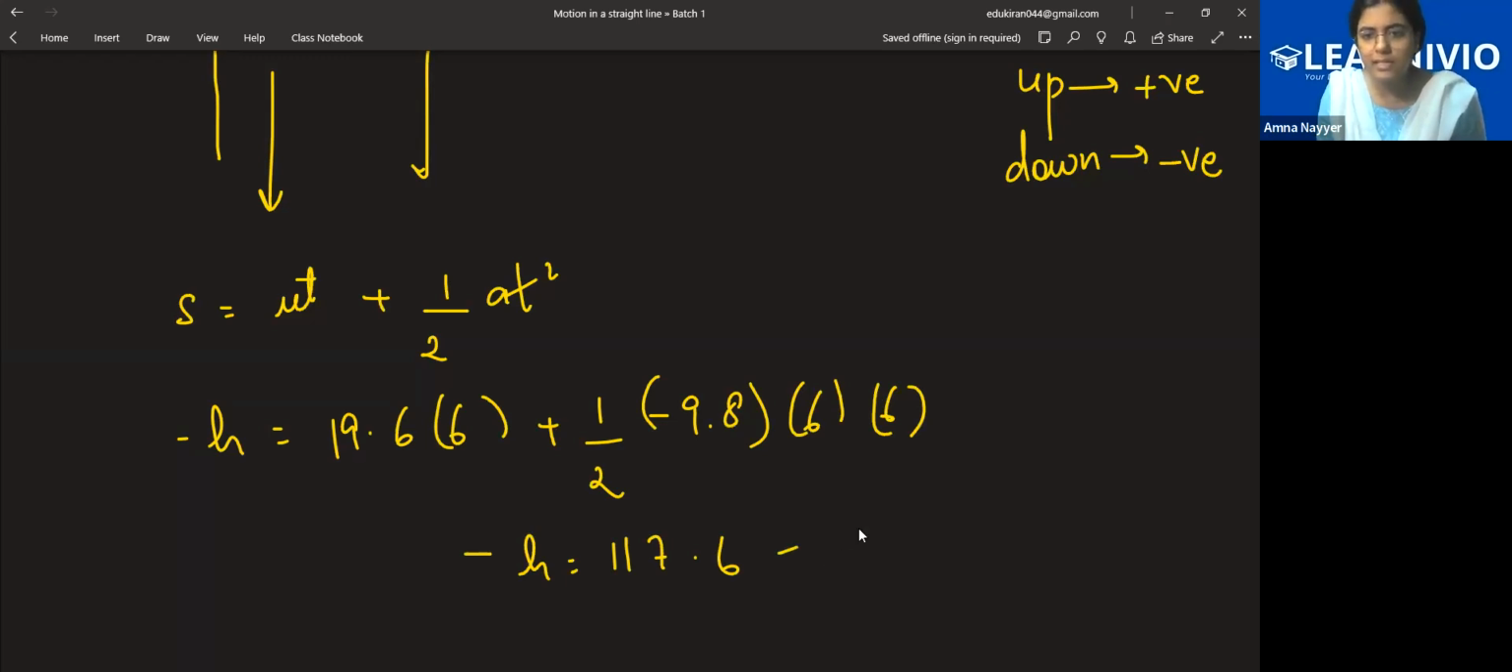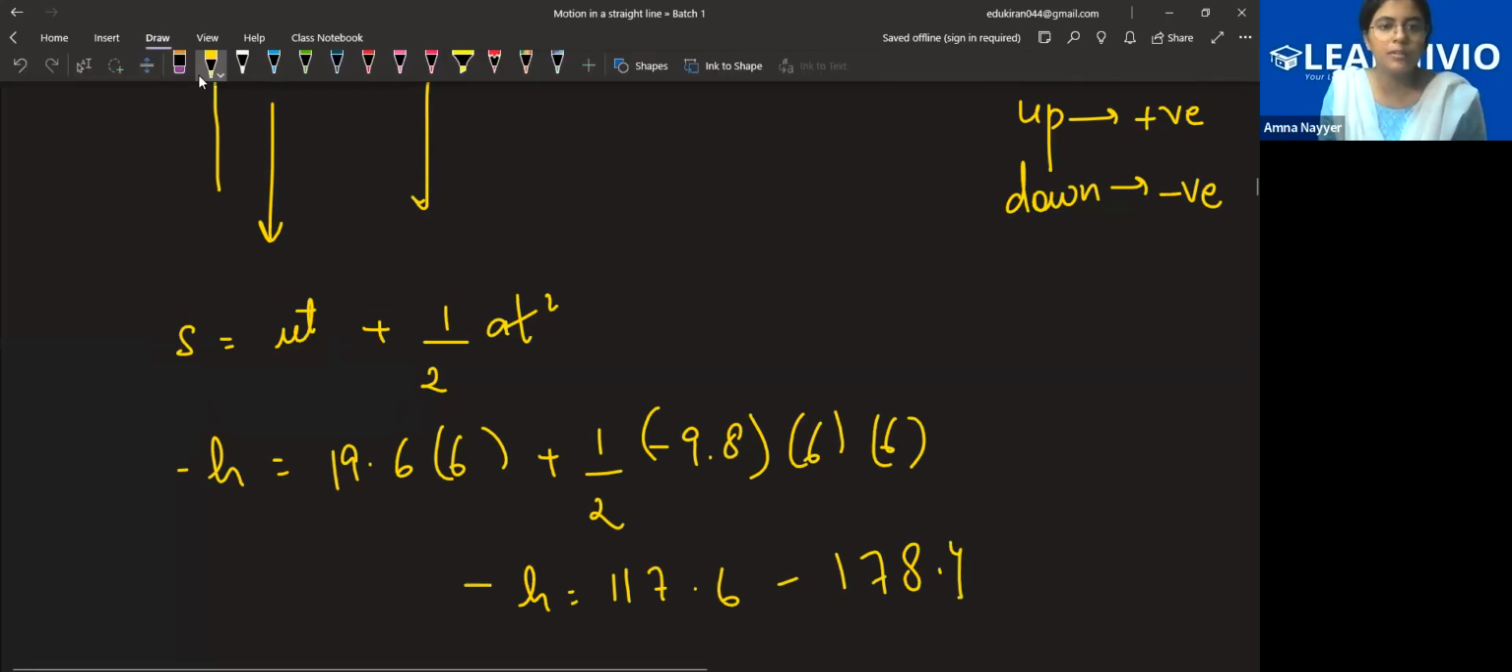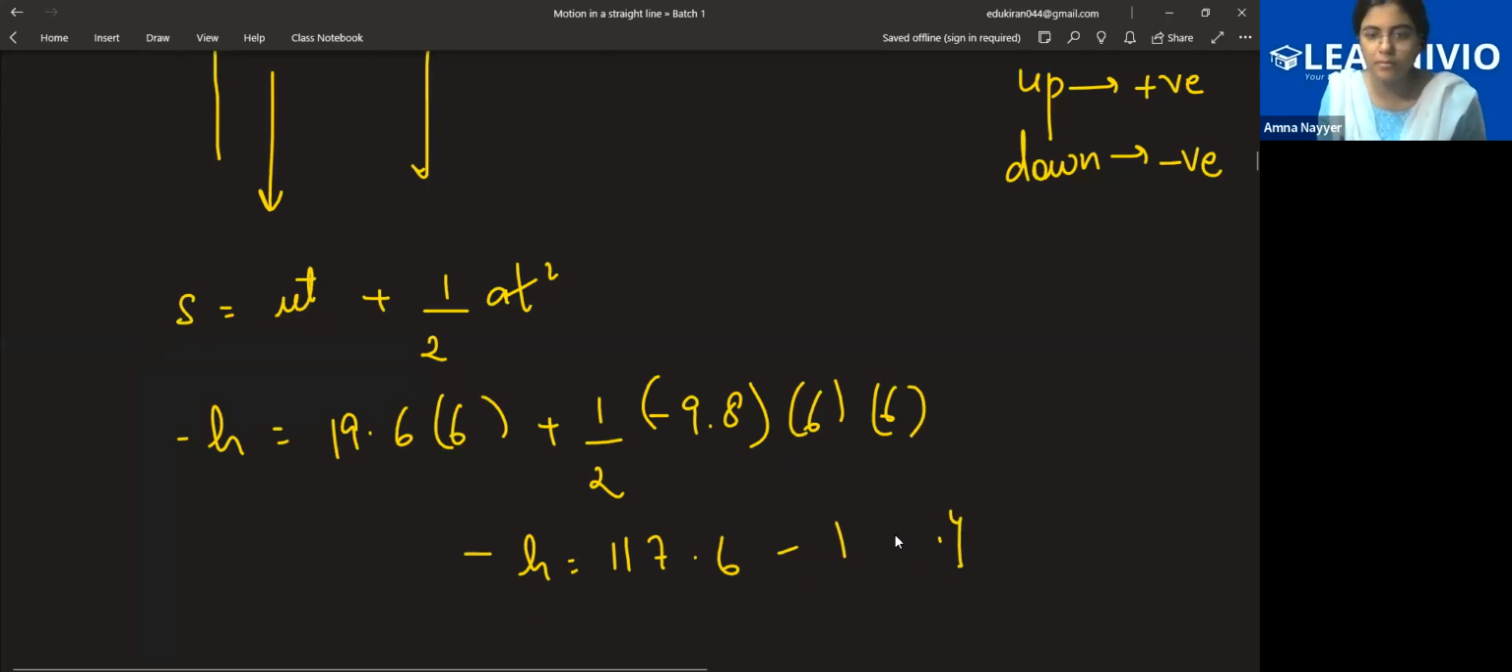This is minus 178.4. No, 176 point. This is 117.6. This is 176 point. So height final is 58.8. It's because here also you will get negative. Here also you'll have.